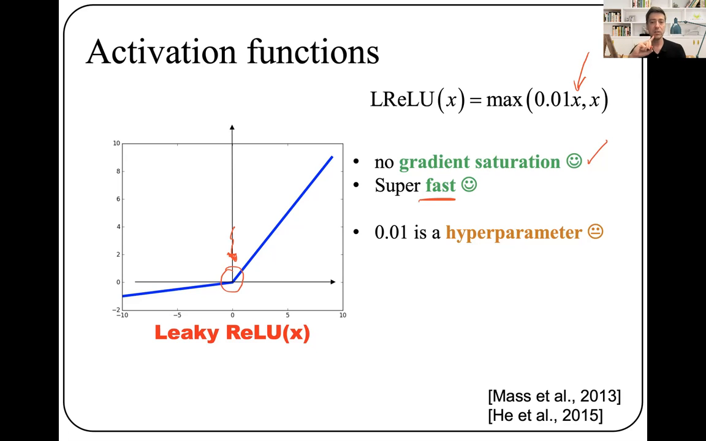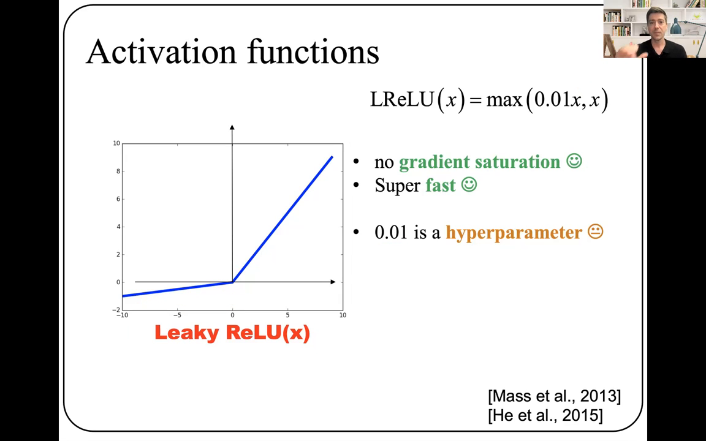Okay, the only, I guess, small inconvenience, and in practice it's rarely an issue, is that the slope in the negative portion of the input is a hyperparameter. It's typically fixed to 0.01. That usually works quite well. But nevertheless, this is a hyperparameter, which might not be optimal in all scenarios.